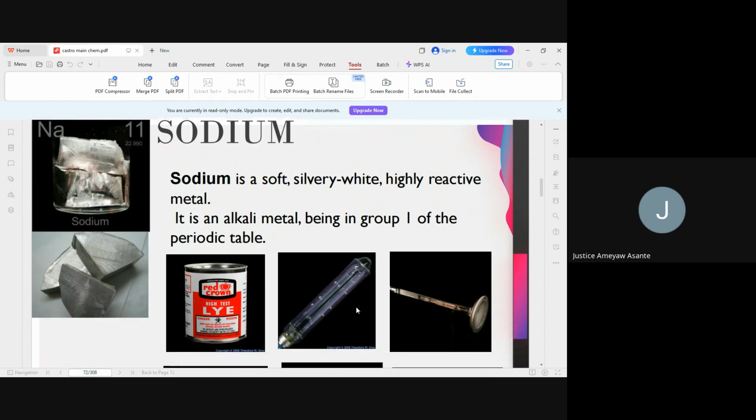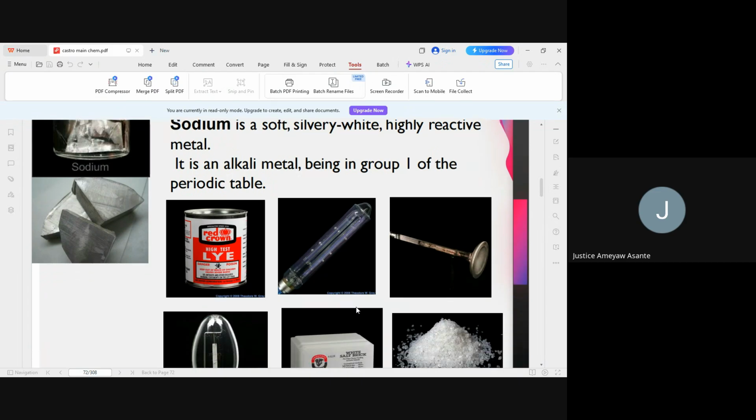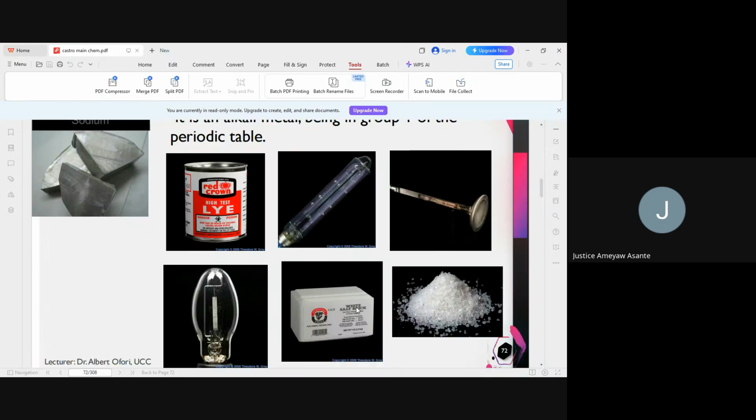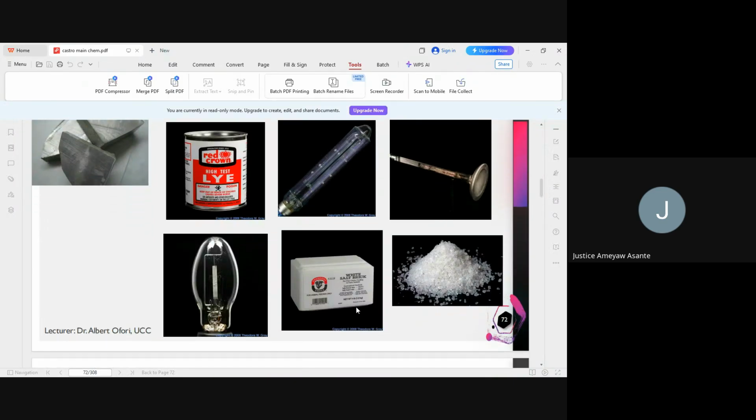highly reactive metal. It belongs to metals that we describe as alkali, and it belongs to group 1 in the periodic table.